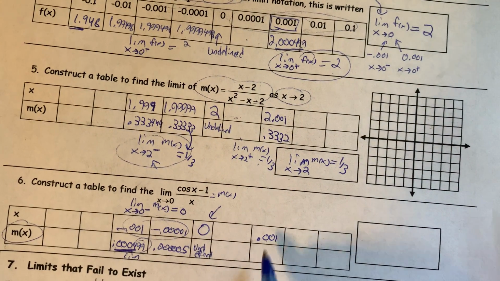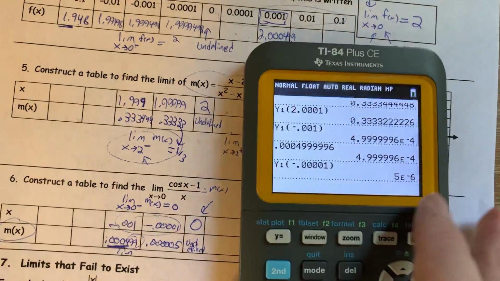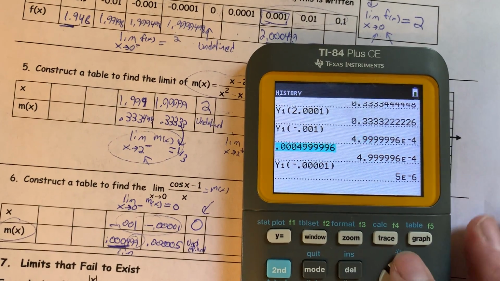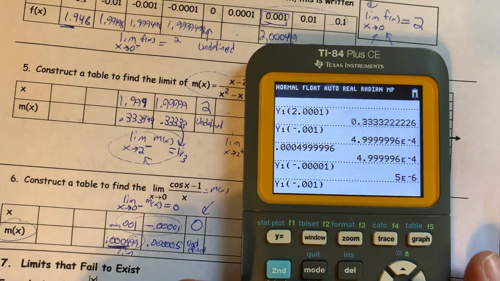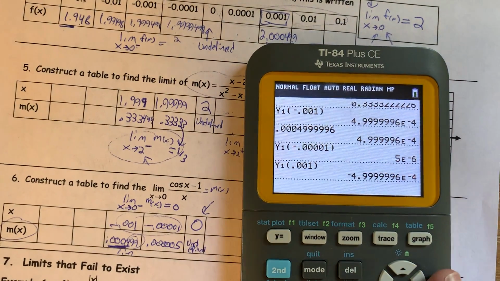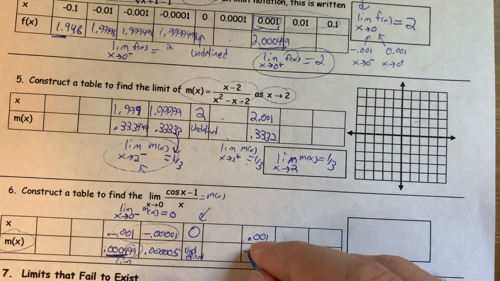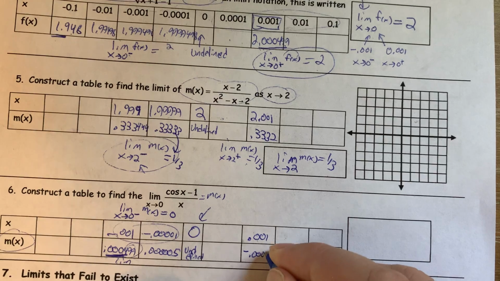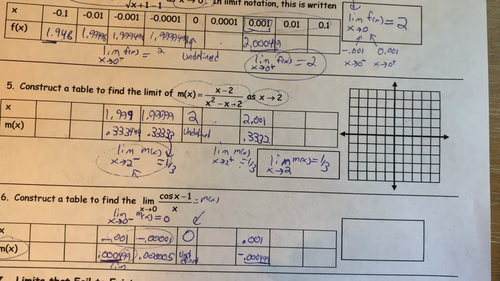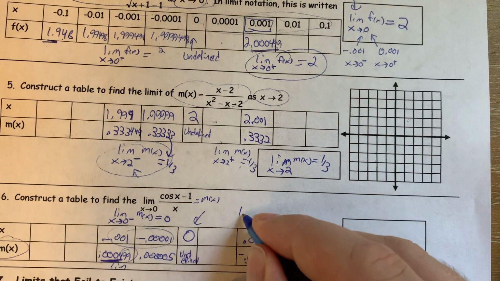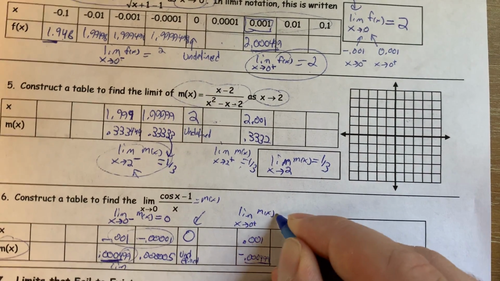From the right side, you will also get that the limit gets very close to 0. Let's actually plug that in. I like using this calculator trick because it makes it go a lot faster, but if you don't have access to it, there are other ways to do it. And here we get negative 4.999e negative 4, which is negative 0.000499, whatever. So this is the limit as x approaches 0 from the right of m of x, which is also equal to 0.